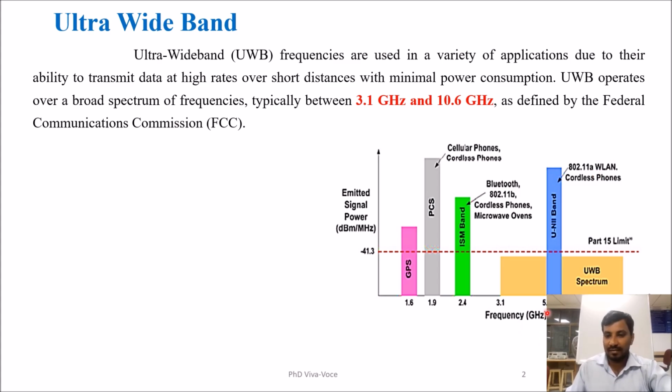There are several frequency bands used. This ultra wideband ranges from 3.1 to 10.6 gigahertz, in which you have several frequency bands and several applications. So we can make use of this ultra wideband antenna for different kinds of applications for data transfer.